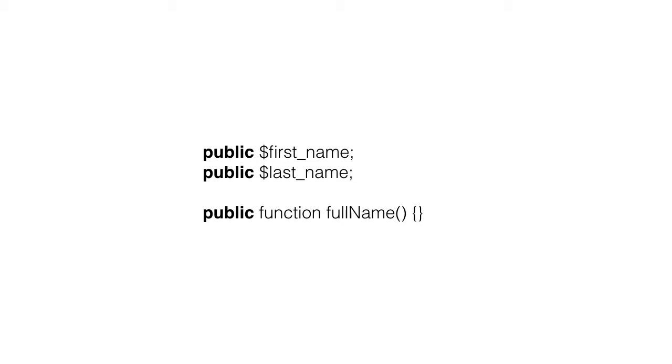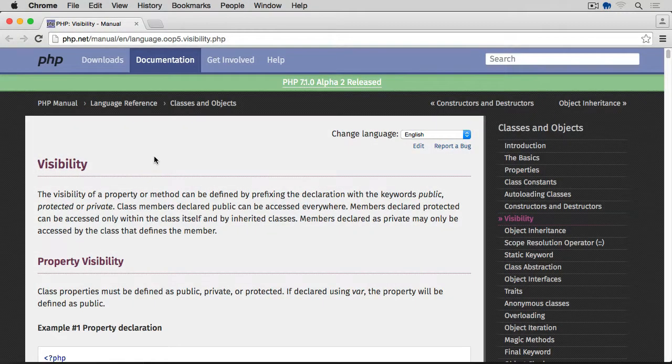Let's have a look at what the PHP documentation has to say about visibility. The PHP documentation says that the visibility of a property or method can be defined by prefixing the declaration with the keywords public, protected, or private. Class members declared public can be accessed everywhere. Members declared protected can be accessed only within the class itself and by inherited classes.